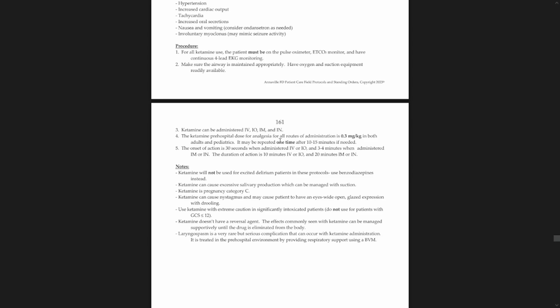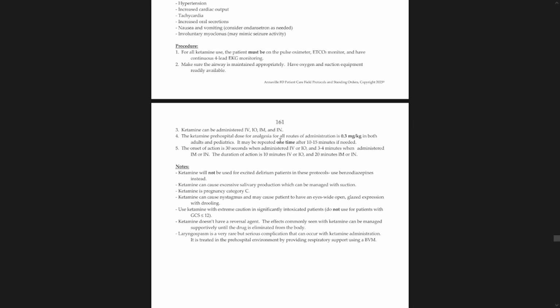Note, ketamine will not be used for excited delirium patients in these protocols. Use benzodiazepines instead. Ketamine can cause excessive salivary production, which can be managed with suction. Ketamine is a pregnancy category C medication. Ketamine can cause nystagmus and may cause the patient to have an eyes wide open, glazed expression while drooling. Use ketamine with extreme caution in significantly intoxicated patients. Do not use it for a patient who has a GCS less than or equal to 12.